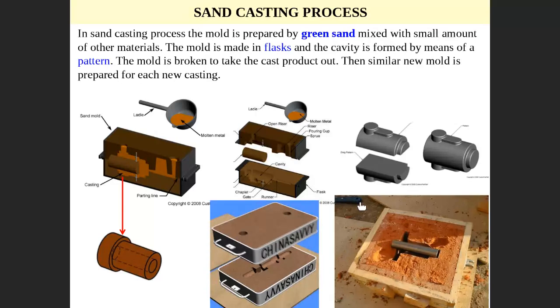As I told you, the mold is made of sand. So the first step, we put the sand in the flask to fill the flask. And then we bring the pattern and we put the pattern in the sand. When you put the pattern in the sand, you create the cavity, and then you take the pattern out and leave the cavity here. Initially, you put the pattern in up and down.